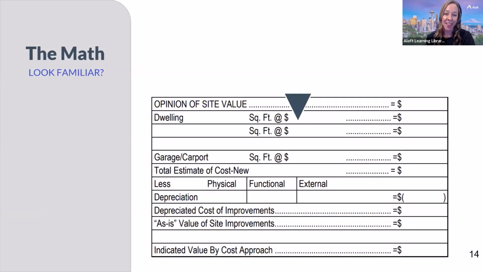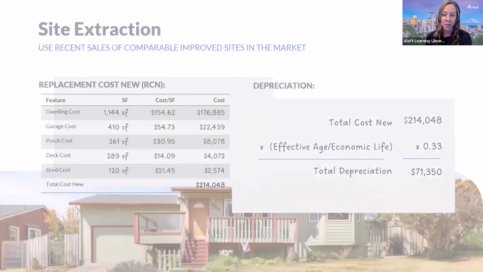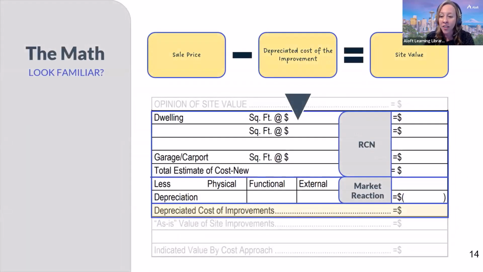So here's the math. It's simply the cost approach in reverse order if you need a visualization of it. You take the sale price of the improved property, and then you subtract the depreciated cost of their improvements, and everything left over is your site value.